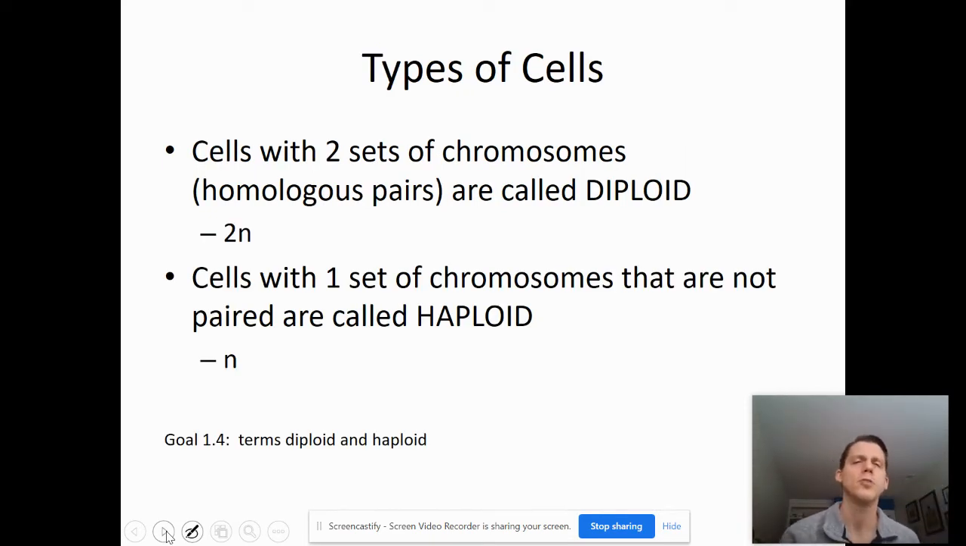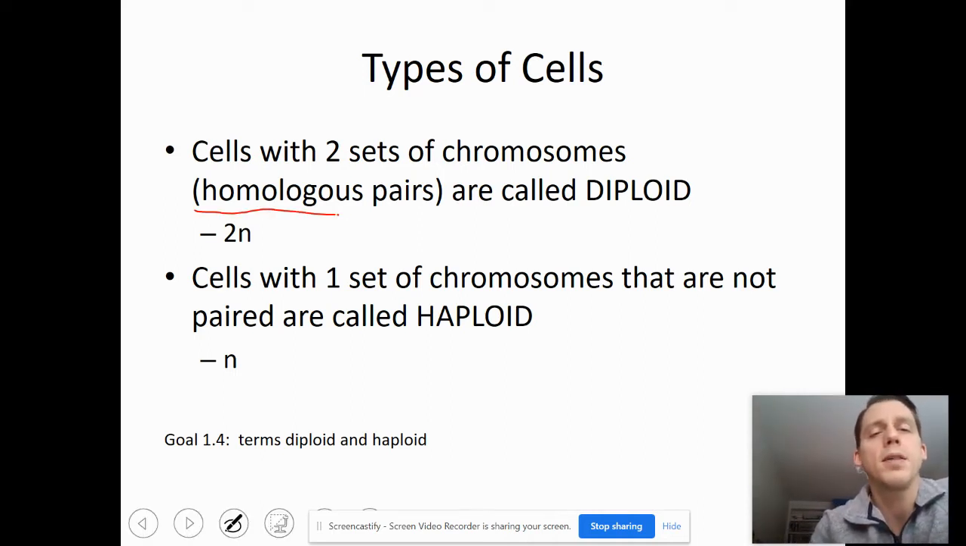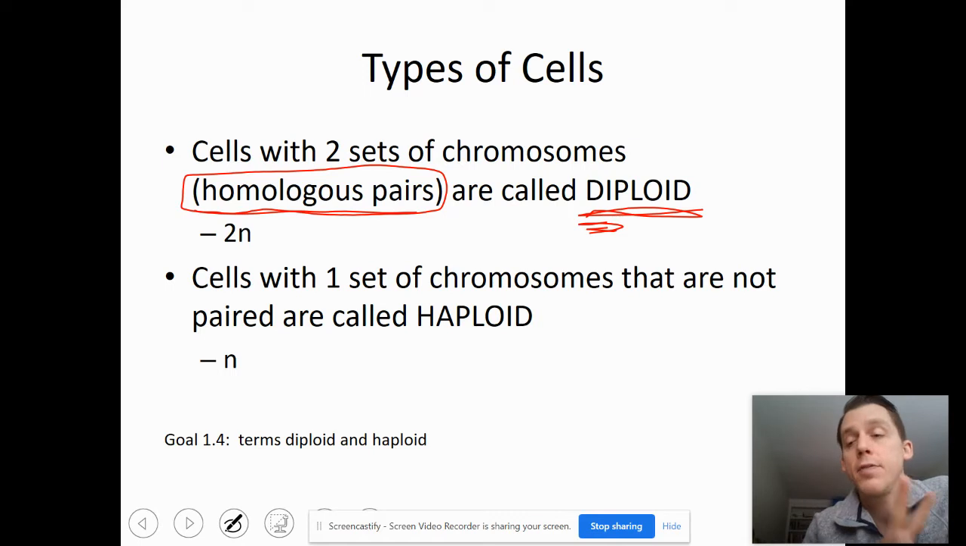Okay, other terms that you should know. You should know about the types of cells. Cells with two sets of chromosomes, that's homologous pairs. So cells that have homologous pairs are called diploid. Think DI, die, for two. Diploid means pairs. We abbreviate diploid by writing 2N. 2N refers to diploid. That's our shorthand for diploid. So most of our cells have homologous pairs, and therefore most of our cells are diploid.